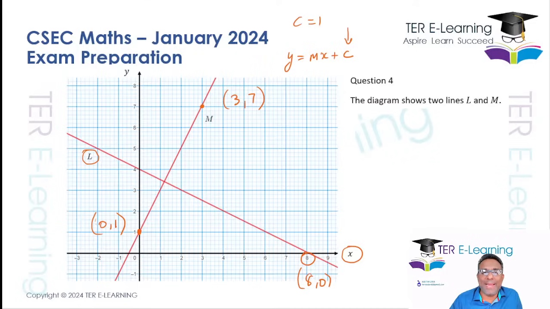So L and M represents two simultaneous equations. That's what they're telling us, right? And they want to know, based on the graph, what are the solutions to that pair of simultaneous equations. You all feel you could give me the two values, the x and y values from this graph?